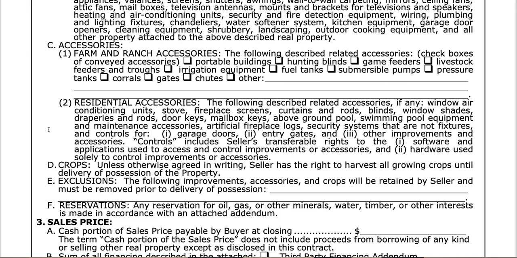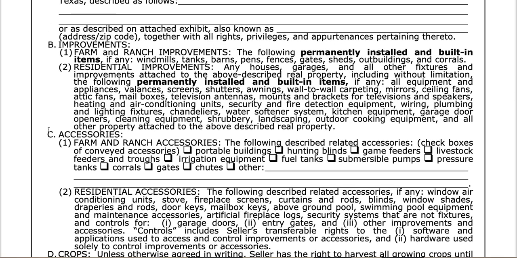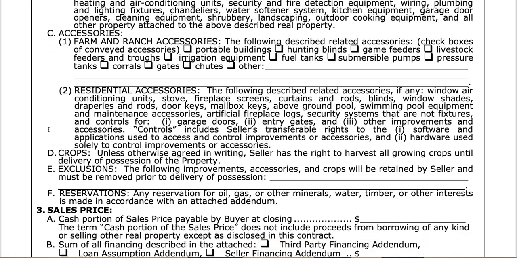Then we go to crops. Unless otherwise agreed in writing, seller has the right to harvest all growing crops until delivery of possession of the property. So we've gone over improvements, we've gone over accessories, and we've gone over crops.